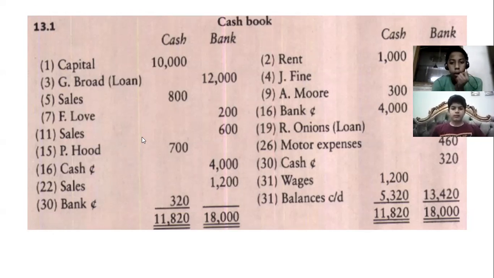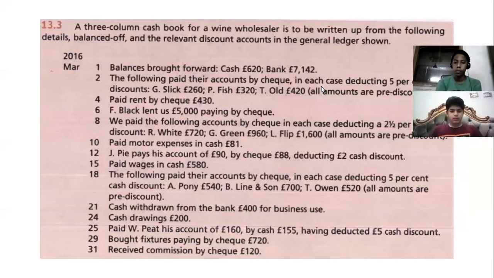Sir, I think a two-column cash book. Very good, because you have this cash column and bank column. This is what we studied in the previous class. Now we are going to study 13.3 today, and that is a three-column cash book. Only a slight difference is there.